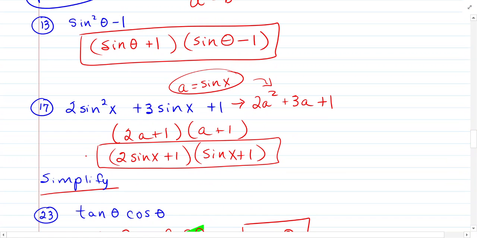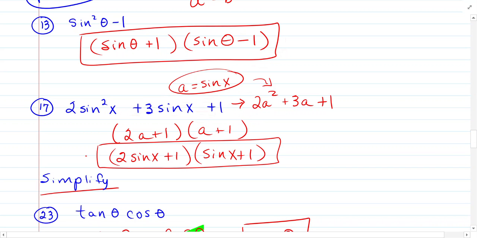Sine squared theta minus 1. On this, we just factored that out and got those. I think these must be factoring. This one, 2 sine squared x plus 3 sine x plus 1.